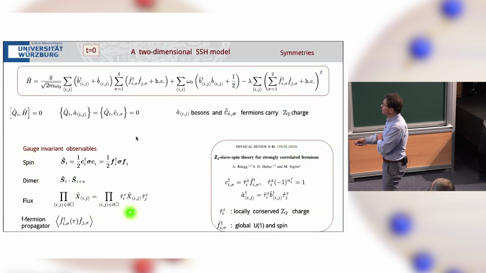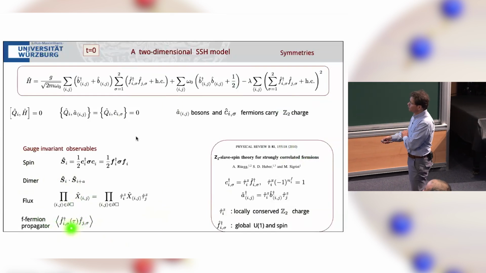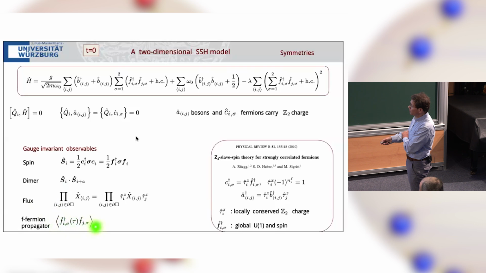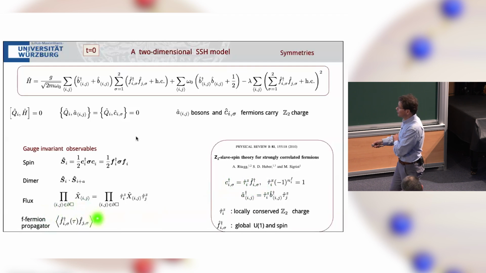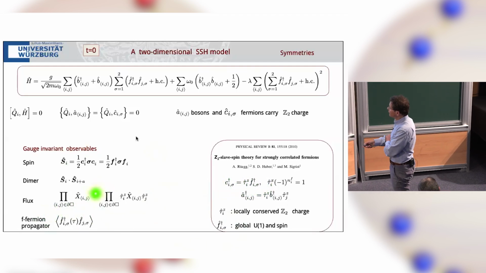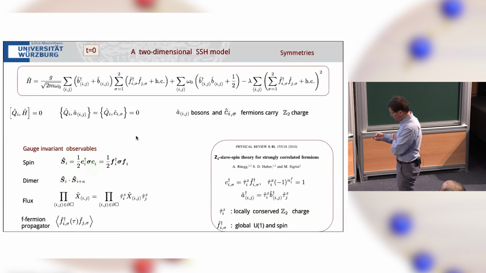And so we can measure gauge invariant objects. We don't know how to measure this, right? Because we don't have access to this quantity directly, at least; we have access only to this in the code. We can measure the flux, right? The flux felt by these F electrons here. We can measure dimer-dimer correlations and spin-spin correlations.